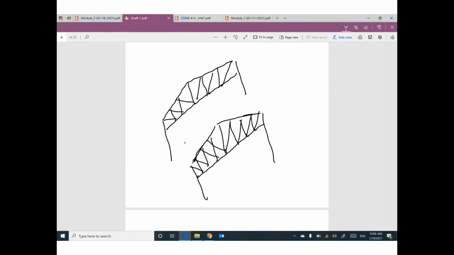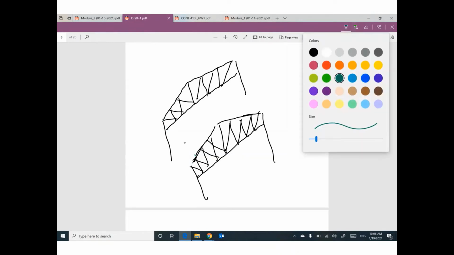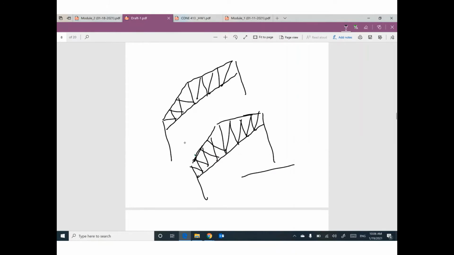And we need, and we have Berlin. Oh, okay, wait for the Berlin. And we have another truss here.